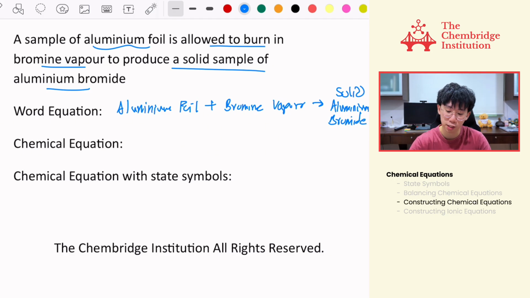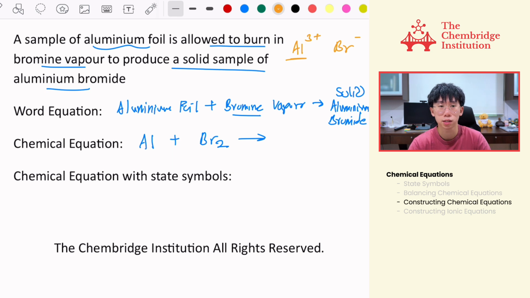So aluminium foil is just aluminium by itself. Remember, this is just a single element of the metal, so it's just aluminium, plus bromine vapor is a halogen, so it's just Br2, right? It exists as a diatomic molecule, and then this will give you aluminium bromide. Aluminium bromide is an ionic compound, right? So to know the formula, you can write down the ionic charges. So it's Al3+, since this is in group 3 or 13. Bromine is a -1 charge because it's from group 7 or 17. So if you crisscross, you will get aluminium bromide, AlBr3.